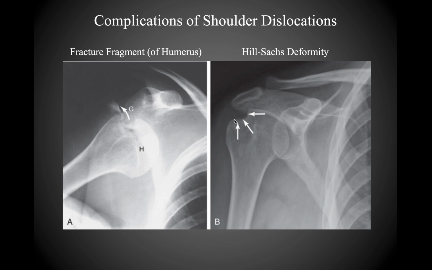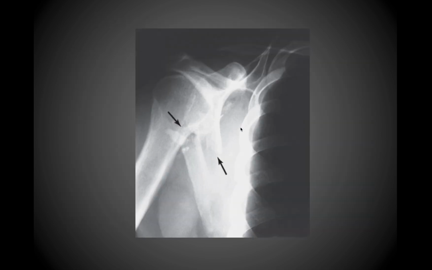And then over here, this is what's called a Hill-Sachs deformity. So notice there's kind of this little indentation here of the proximal humerus. And so this is indicative of chronic shoulder dislocation. You get this Hill-Sachs deformity.